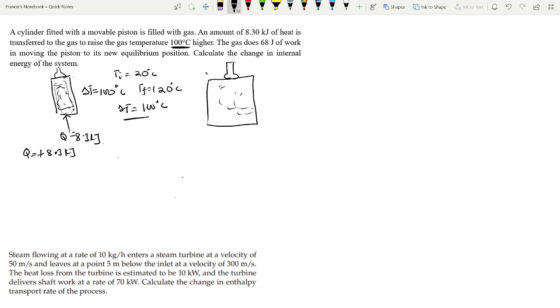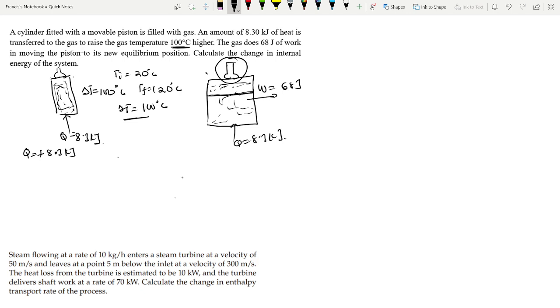So this is the gas that expands. Let's say previously it was filled to this volume and it has expanded to this volume, and it does so by doing a work of 68 joules. Then there is a heat of 8.3 kilojoules. Now let's ask ourselves, is this a closed system or an open system? Well, we have a piston here, so that means it's a closed system. We've discussed this in our previous video.